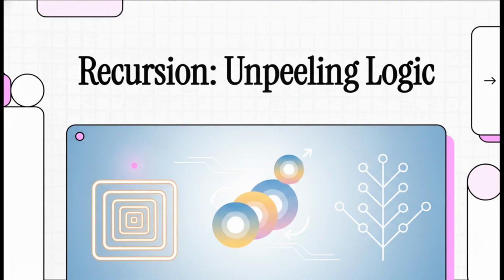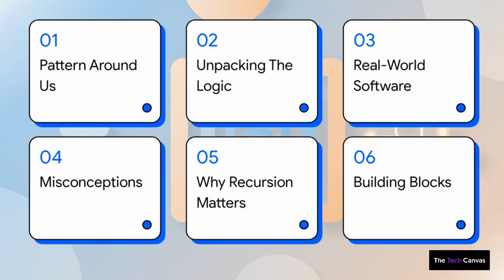We're literally unpeeling the logic of recursion. Here's our roadmap for today. We're going to start with the pattern around us, then move into unpacking the logic. After that, we'll look at real-world software, tackle some common misconceptions, discuss why recursion matters, and finally, wrap up with the building blocks of algorithms. This is going to help us take a daunting concept and break it right down into an intuitive tool.